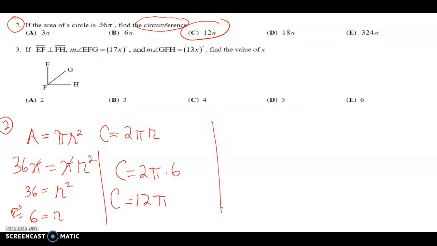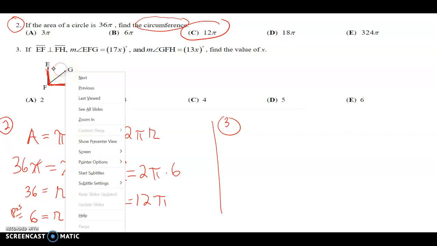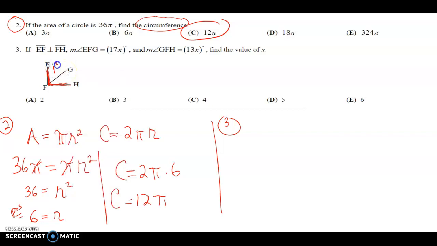I see some angles there, given that EF is perpendicular to FH. So we know right away that's telling us we have a right angle. A right angle measures 90 degrees. We have angle EFG is 17x, and we have GFH is 13x degrees.